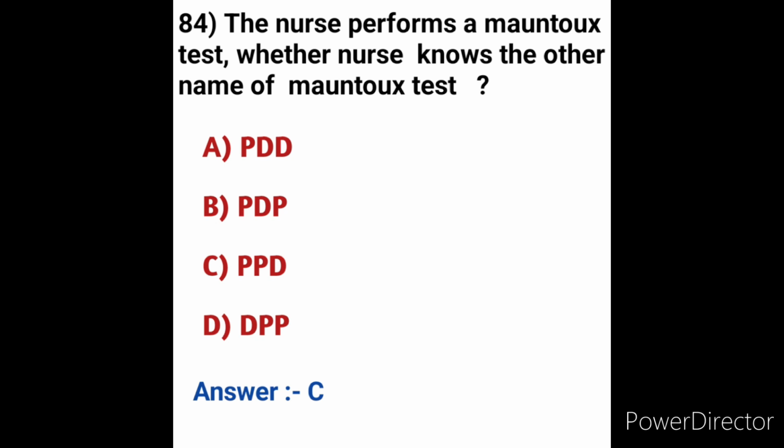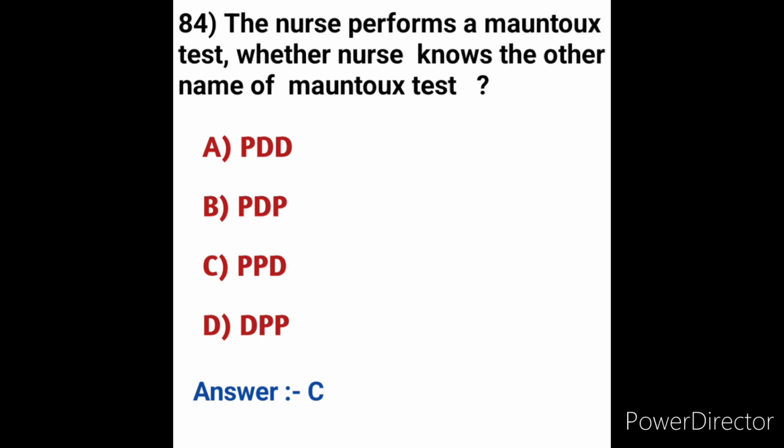Before discussing the answer, I will explain the abbreviation of these options. Write it down once, friends. Option A, PDD, means pervasive developmental disorder. It is one of the developmental disorders. Option B, PDP, means prescription drug coverage. Option D, DPP, means diabetes prevention program.